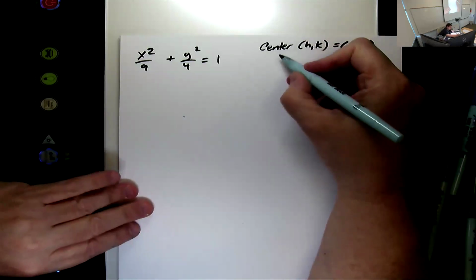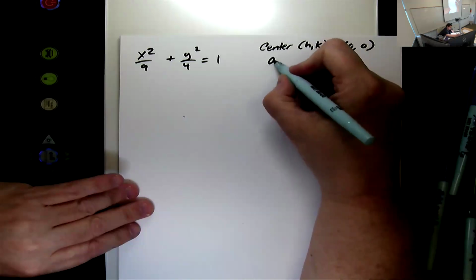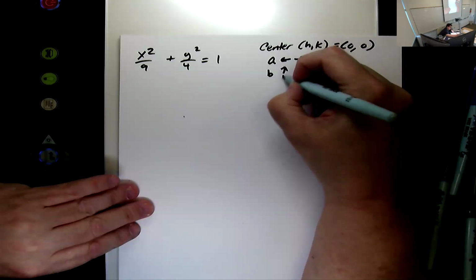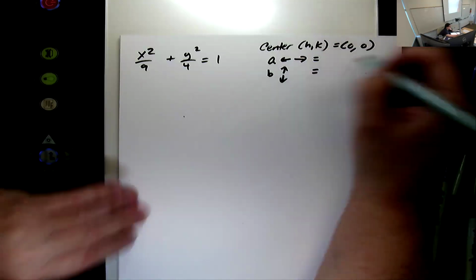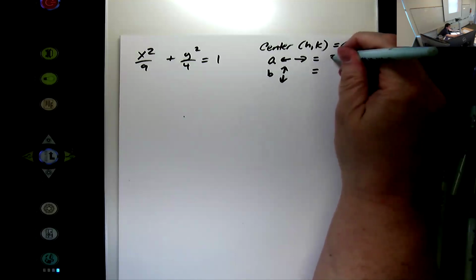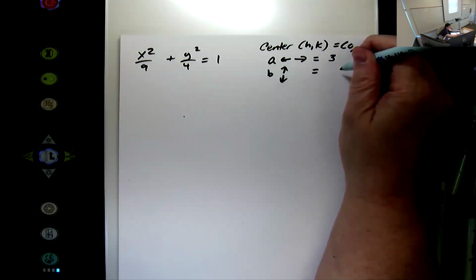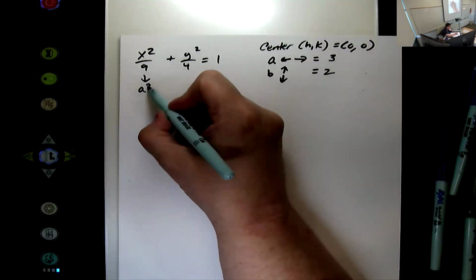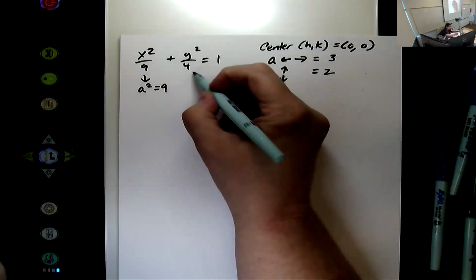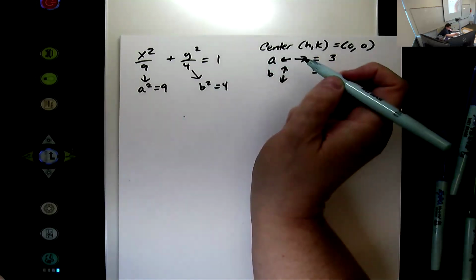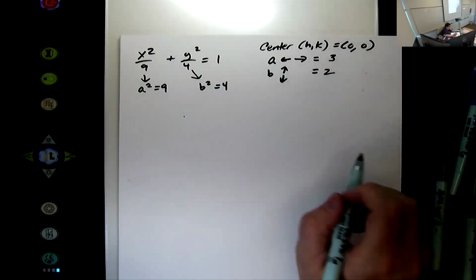So A is what I do left and right on, and B is what I do up and down on. What is A's value and what is B's value? A is 3 and B is 2. So recall that this is A squared equals 9 and this is B squared equals 4. X is always above the A, Y is always above the B.